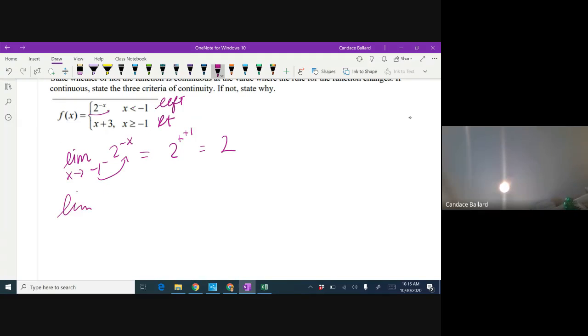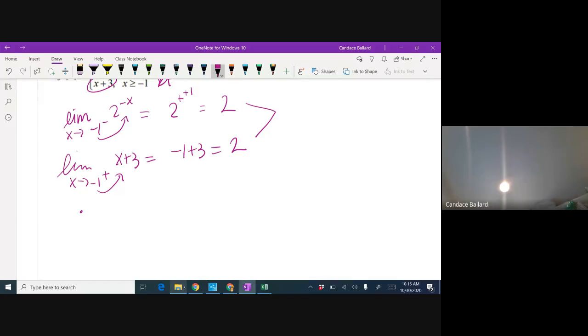Now we're going to do the limit as x approaches -1 from the right, which means I'm using the bottom branch. So I'm going to use x plus 3. I'm going to plug in the -1. So -1 plus 3 equals 2. I notice that they're the same. So I need to write a statement that says that they're the same.